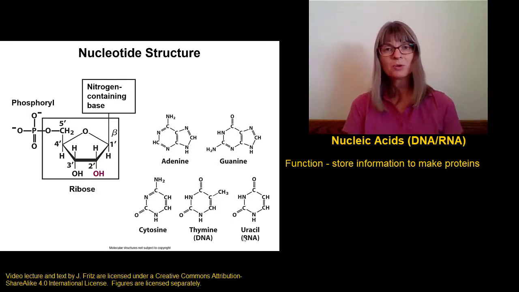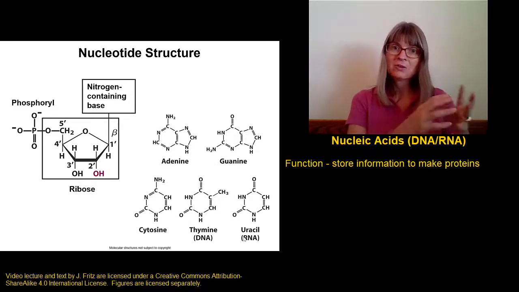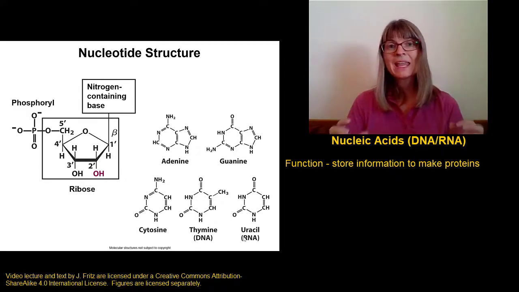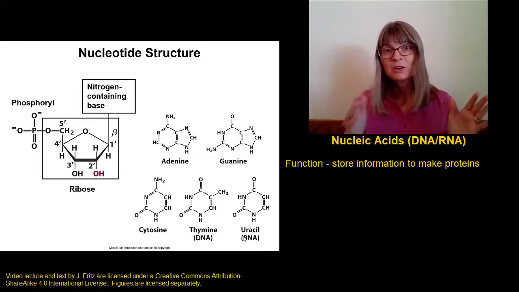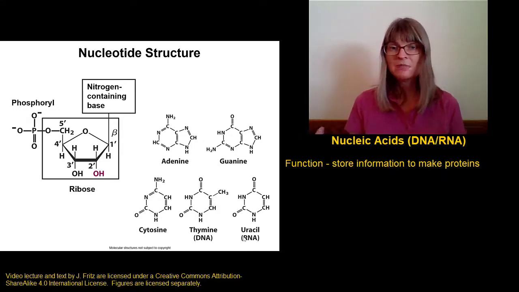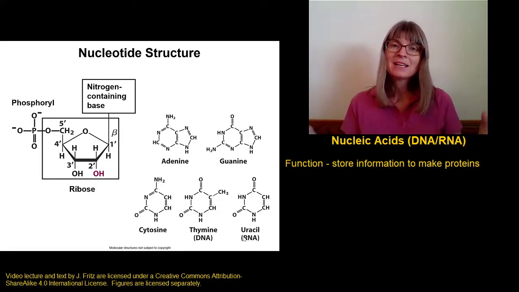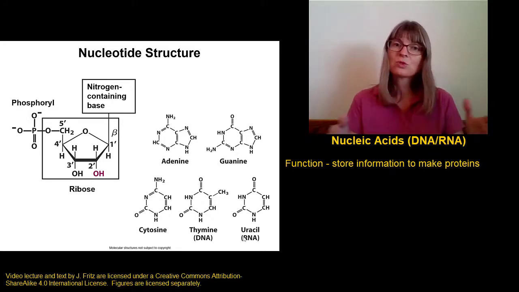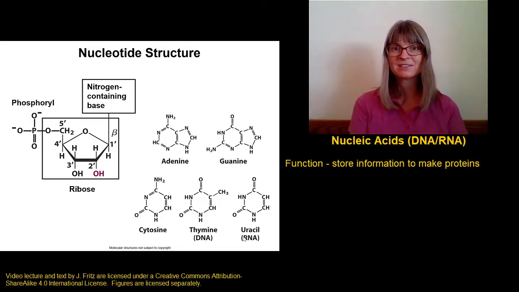So we just talked about proteins and how important they are and how you have to have the right amino acids strung together to make the functional protein. The information about which amino acids are in the protein and how to make the protein and when to make the protein and even how much protein to make, all of that is encoded into the DNA and RNA. It's in a secret code in the structure of the nucleic acids.